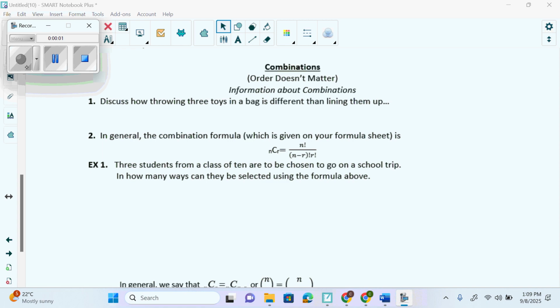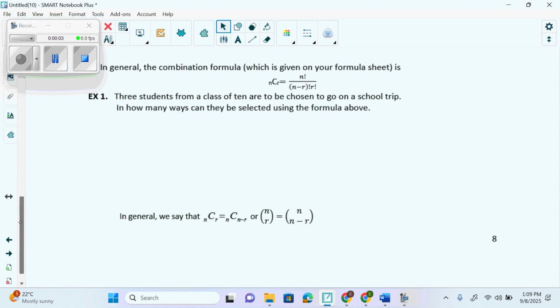Three students from a class of 10 are to be chosen to go on a school trip. How many ways can they be selected using this formula? So we have 3 students from a class of 10. Is that a combination or permutation? 3 students get to go on a class trip. Combination. Now, if you gave them different jobs on that class trip, it would be a permutation, right?